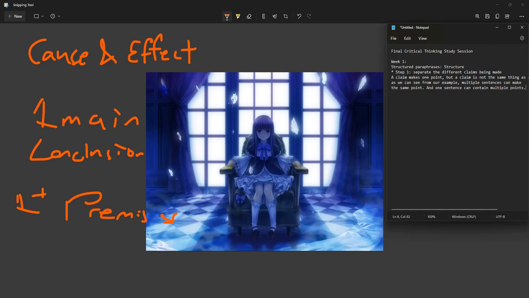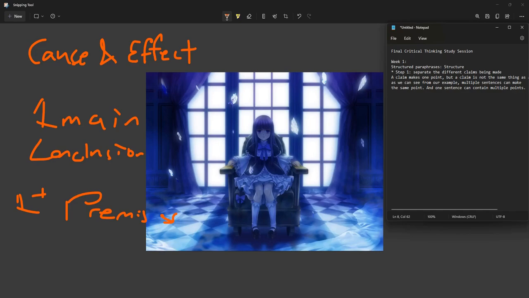To know how many claims there are in a piece of text, we need to go through it sentence by sentence and see how much of what is claimed is logically independent of everything else being claimed. Logical independence just means that one point can be true or false independent of other things in the text being true or false.